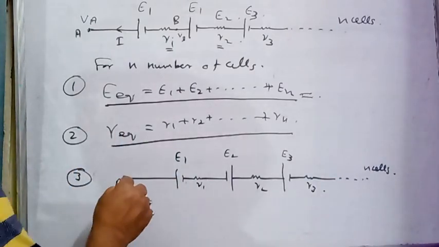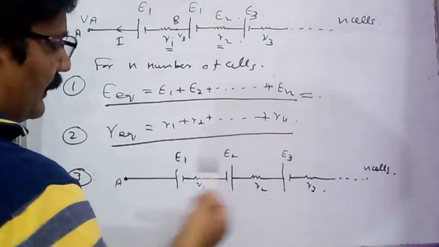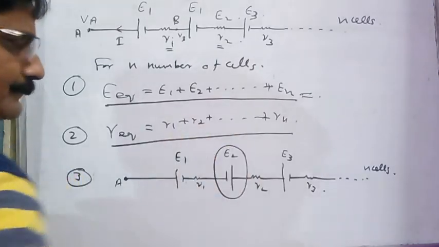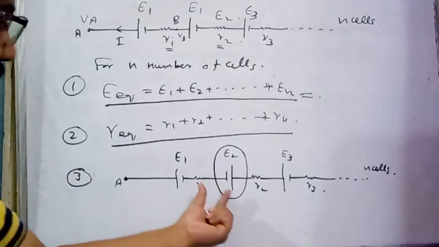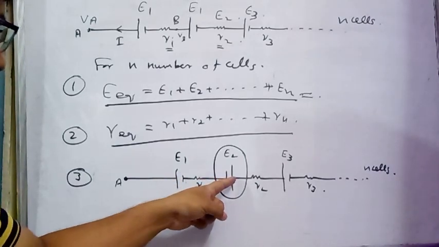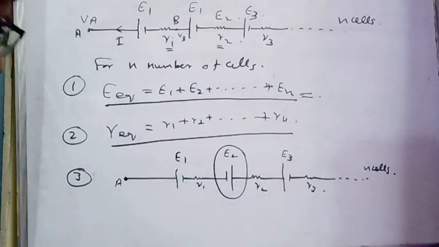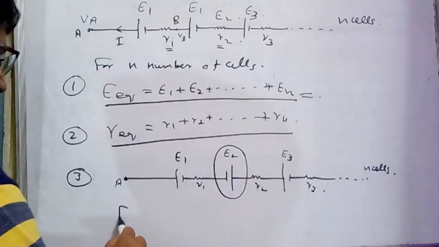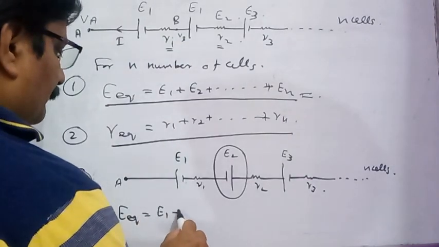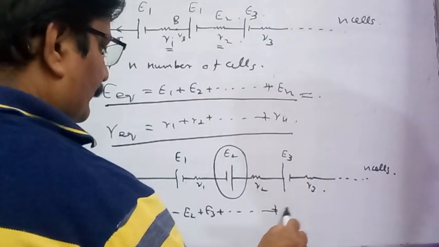But if the EMF of any of the cells is not assisting the other cells, suppose this cell E2 is connected in the circuit with opposite polarity, meaning the current is entering from the positive terminal of the cell and leaving the negative terminal. In that condition, what is going to be the equivalent EMF? The equivalent EMF in this condition can be written as E1 minus E2 plus E3 plus and so on up to En.